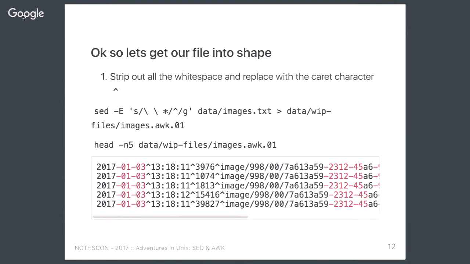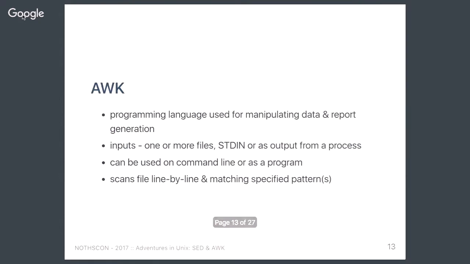We want to make this file easy to process with our awk utility, and we're going to do this globally on our data images text file, and create a new file in the work in progress files area, called images.awk.01. So if we head that file, we can see that we've done the processing. We've now got our date timestamp delineated by the caret, our file size, which is the third column, and then our image name. I didn't appreciate that it didn't fit on the page. I've edited it elsewhere so you'll see it a bit clearer, but it's not the best.